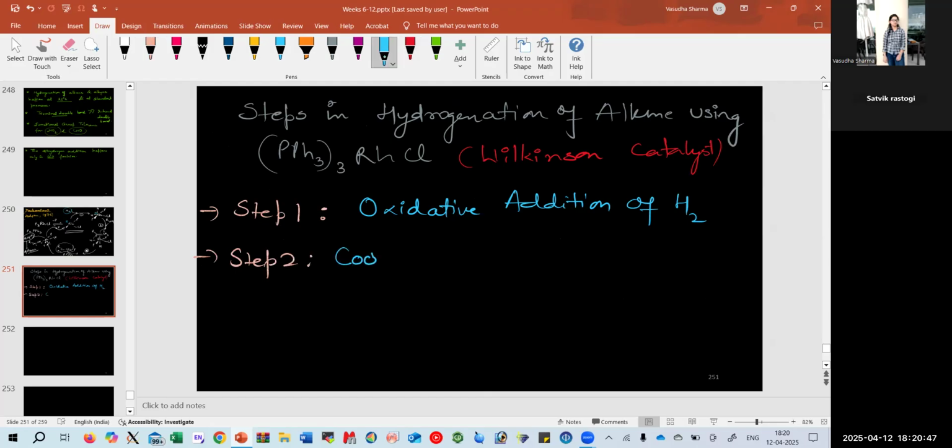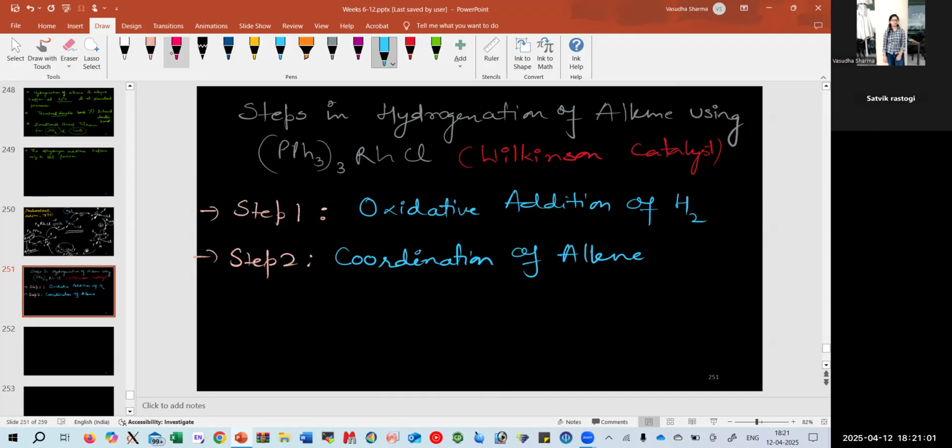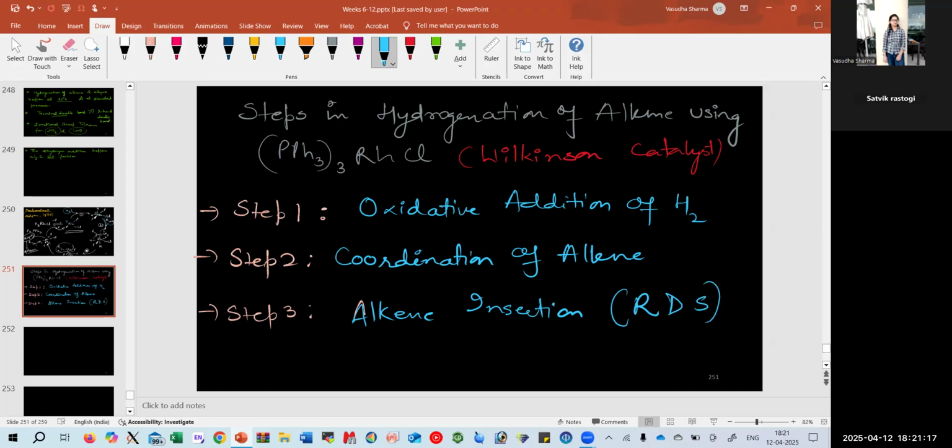it's your coordination of your alkene, the substrate. Coordination of alkene. We have seen that this is your substrate and it is going to coordinate as a pi interaction. The third step, followed by this one, was the alkene insertion. And this is your rate determining step. It's a very, very slow step. That's why we can determine the rate over here.